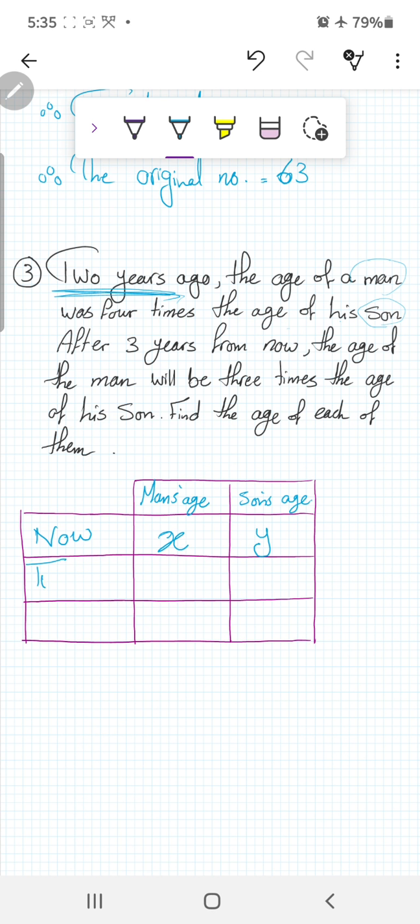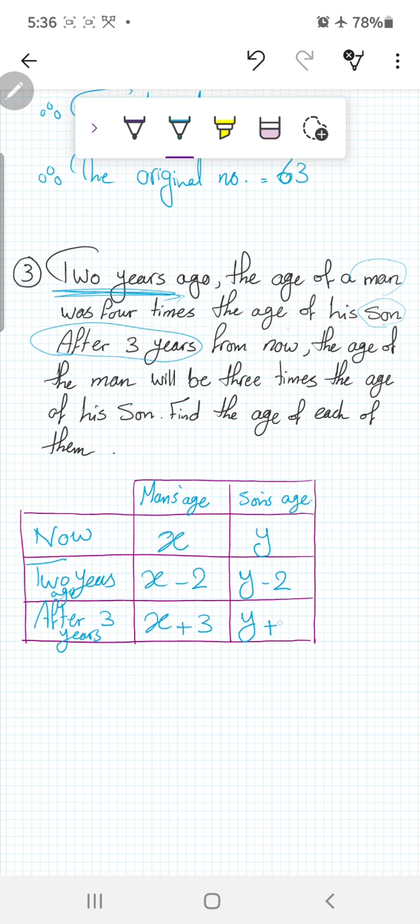2 years ago, we talk about the past. So minus 2, because 2 years ago. But what about 3 years ago? X minus 3. 4 years ago, X minus 4, and so on. And here we have Y minus 2. Okay. The age of a man was 4 times the age of his son. Here we have another one, after 3 years. So here after 3 years, it means X plus 3. And here Y plus 3.